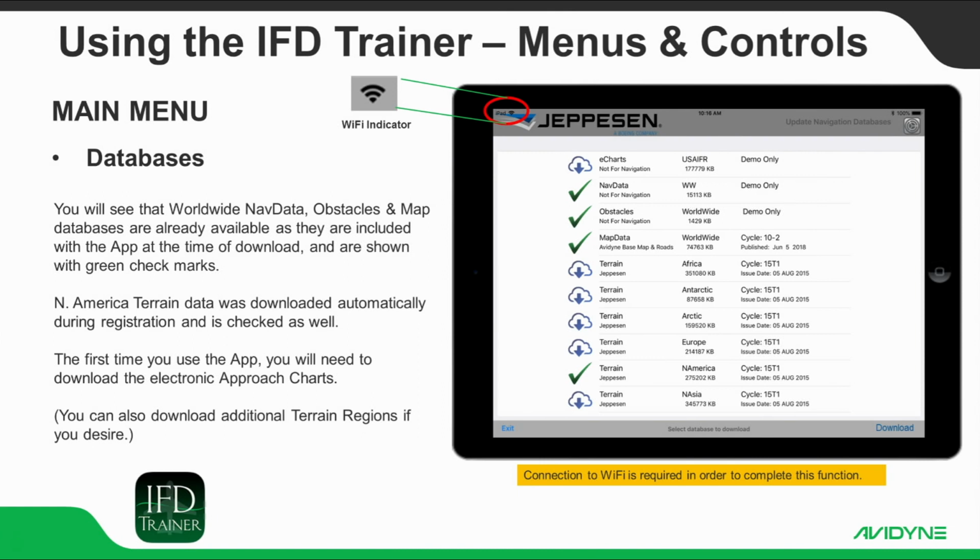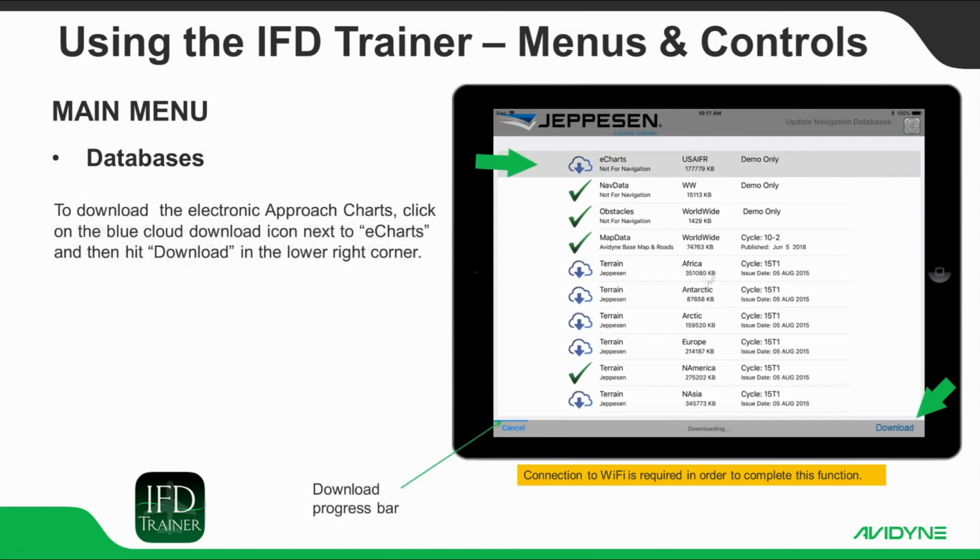The first time you use the app, you will need to download the Electronic Approach Charts database. You can also download additional terrain regions if you desire. Please note that a connection to Wi-Fi is required to complete these functions. To download the Electronic Approach Charts, click on the blue cloud download icon next to Charts and then hit Download in the lower right corner. A progress bar along the bottom of the screen monitors download progress.